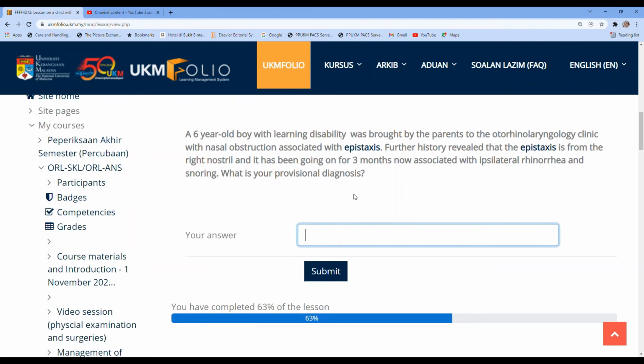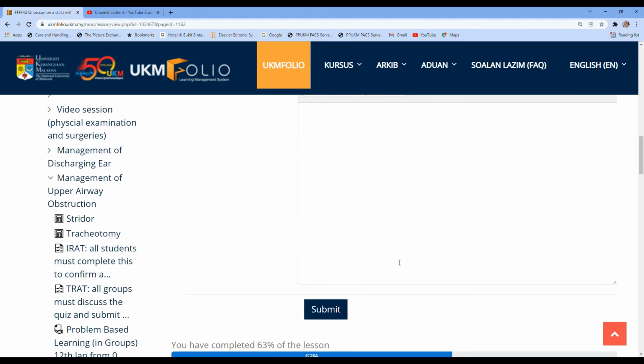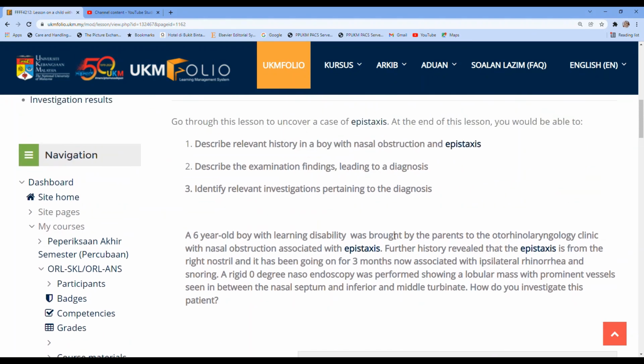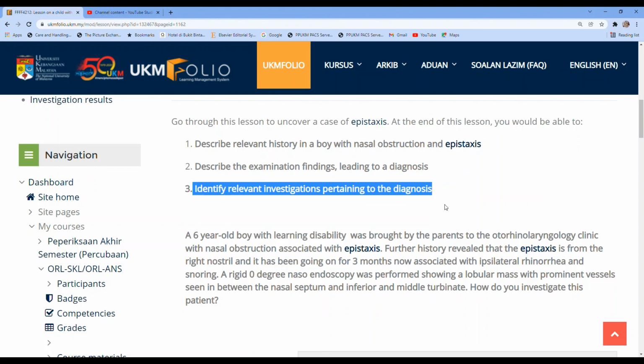If the student doesn't get the correct answer, only after 3 attempts can the student move on to the subsequent phase. So this presents a diagnostic challenge to the student to arrive at the correct diagnosis. In this case, the diagnosis is juvenile angiofibroma because of the typical findings and typical history. So now that the student has given a correct diagnosis, the student is brought to the next phase of the lesson, which is the investigation.